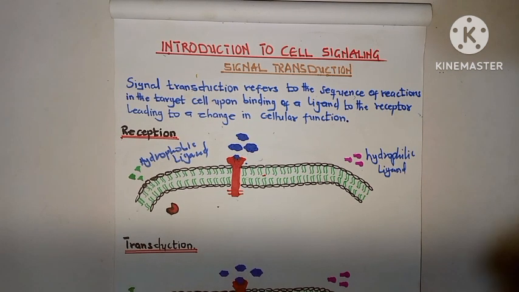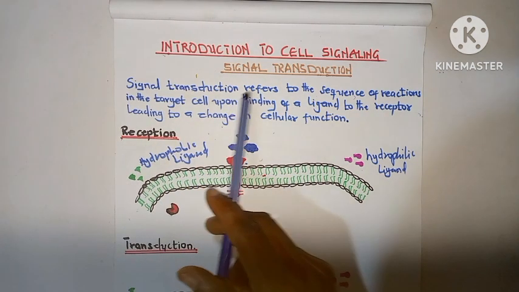In today's video we're going to look at an introduction to cell signaling. When we talk of cell signaling, it's a complex communication process that allows cells to respond to external cues and coordinate their activities. And the first thing we're going to talk about is signal transduction.